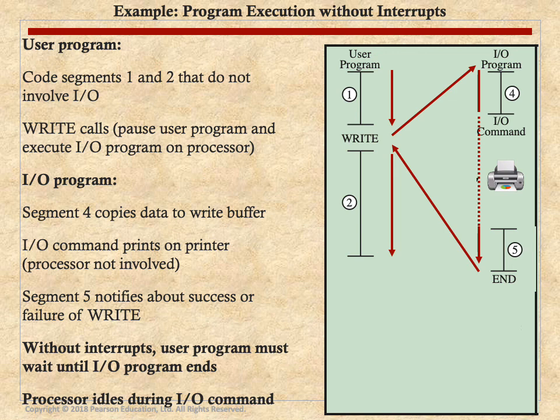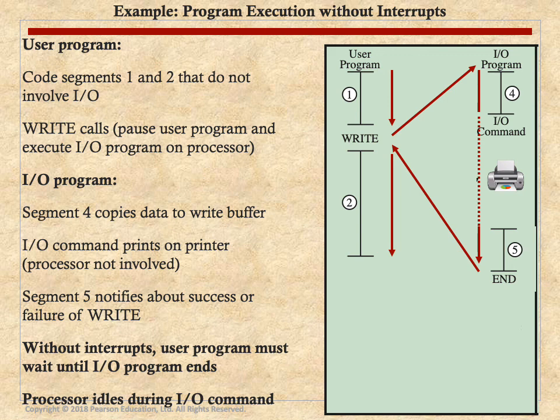Once that is done, the input-output program issues some input-output command. So the data is in the buffer and the printer starts printing. The dashed line indicates the time when the printer is printing. At the same time, the CPU is not doing anything, it just waits until the printing job is completed.